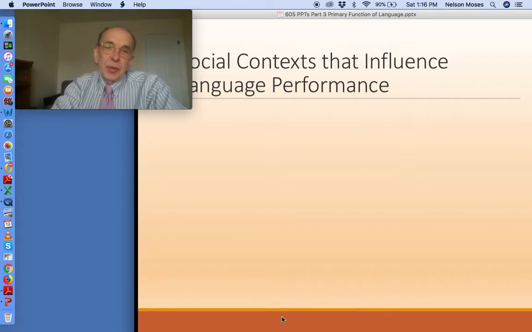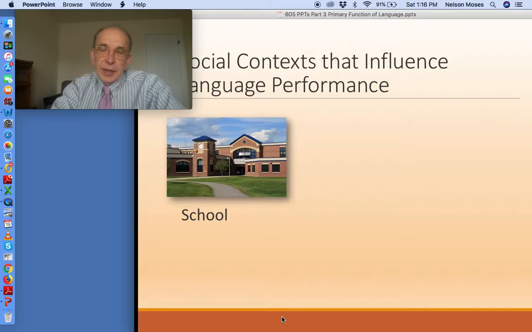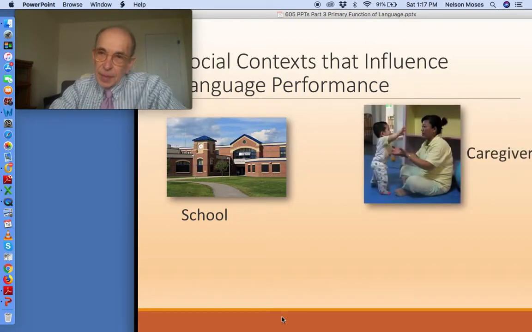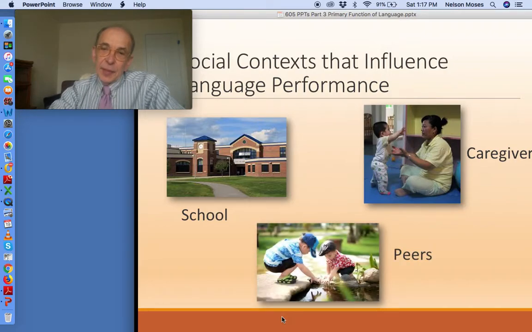Keep in mind, and I think we may have raised this in the dynamic assessment conversation we had last time, that in terms of children, there are three major contexts that influence language performance. School; for adults, I would have put vocational here. Caregiver; with adults, it's instead a significant other. And peer, that is friend to friend. School, caregiver, peer. Vocational context, significant other, peer, friend.